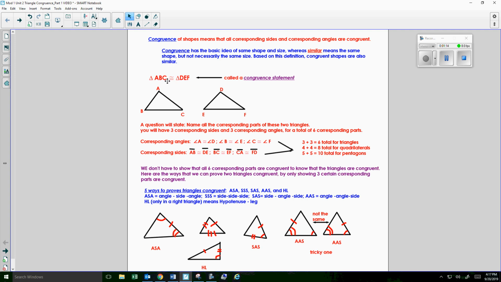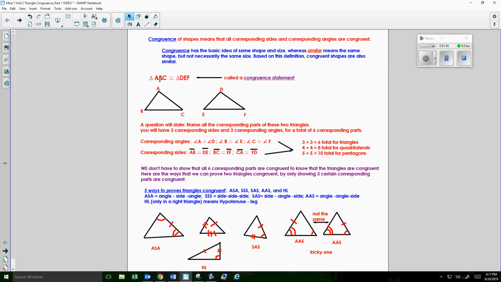So here we have triangle ABC is congruent to triangle DEF. This is called a congruent statement. A congruent statement is something being congruent to something else. It doesn't have to be an entire triangle. It could be an angle. It could be a side. But something is congruent to something else. It's called a congruent statement. You need to know that because they're going to ask you to write a congruent statement. So you have to know what it means to have a congruent statement: something congruent to something else.